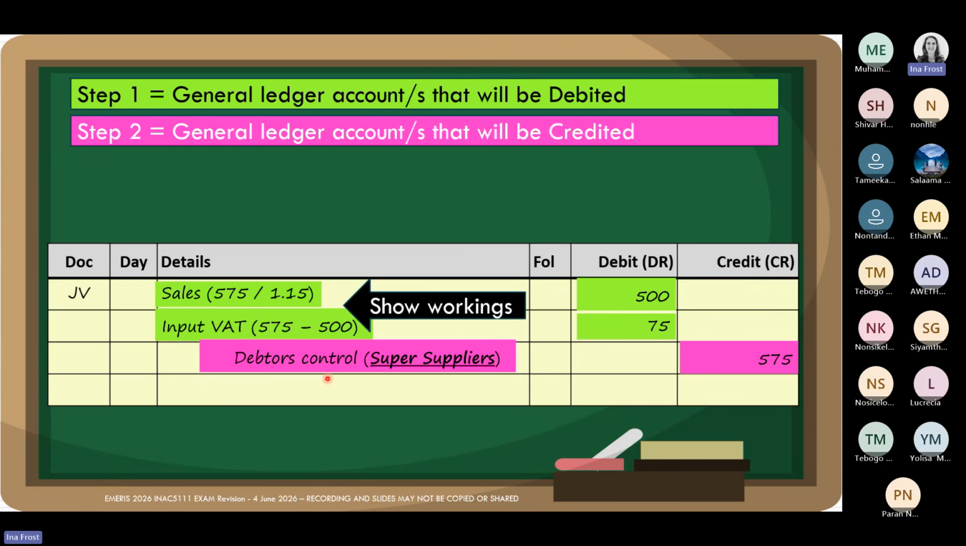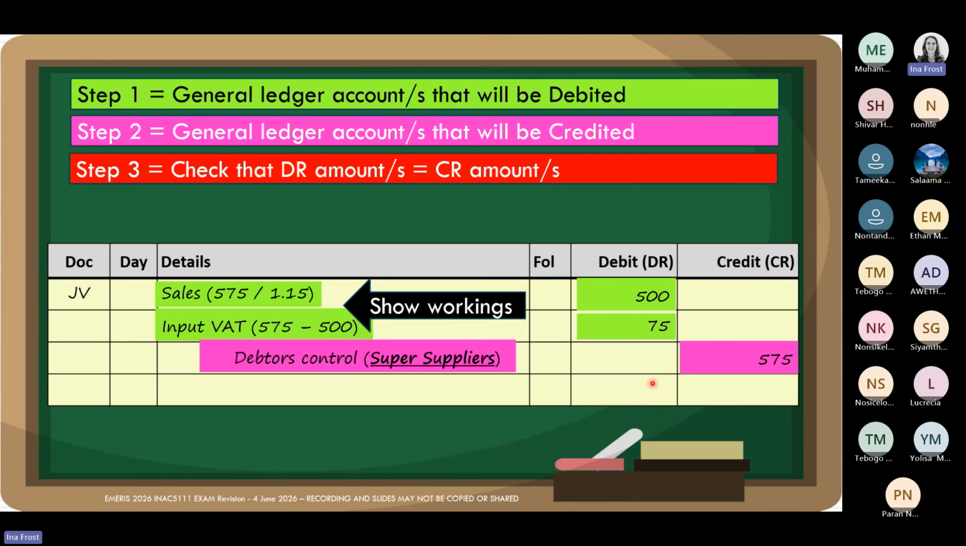Just a note here, something I just want to show you. We write down the debtors control account and we write down the name of the individual debtor, if that information is given to you in the question. Okay, so debtors control and the name of the debtor.